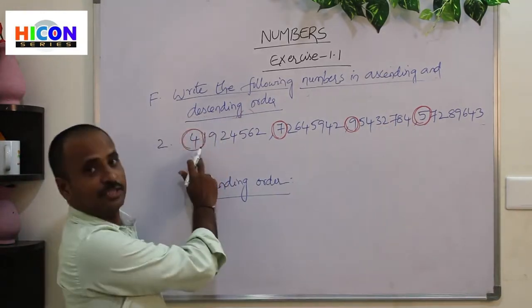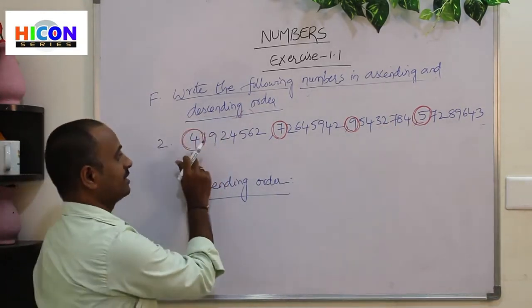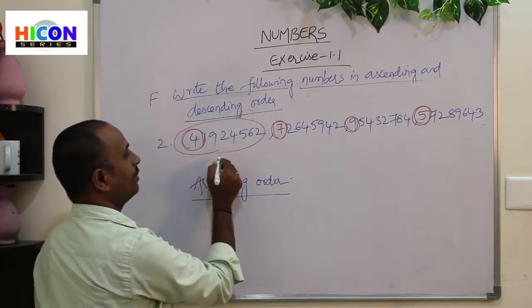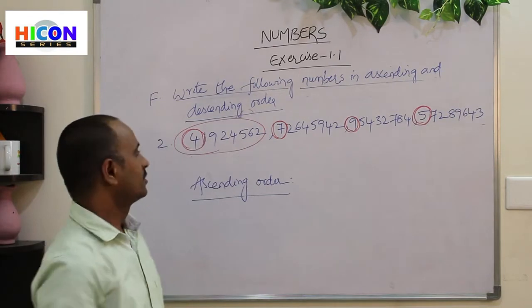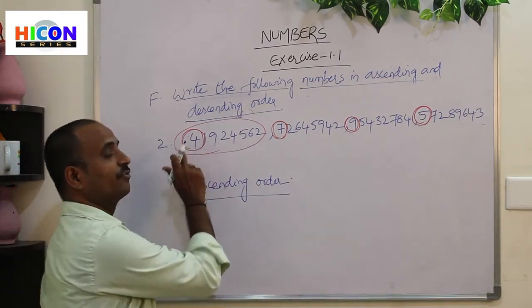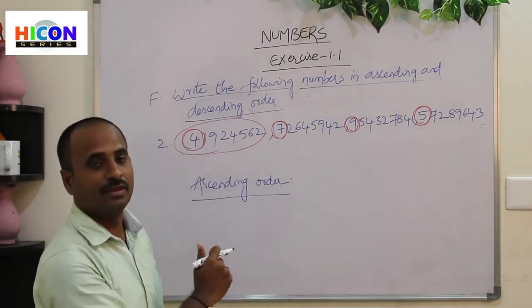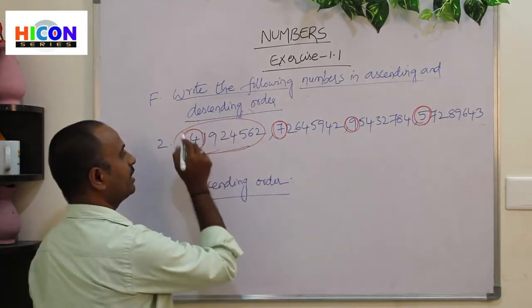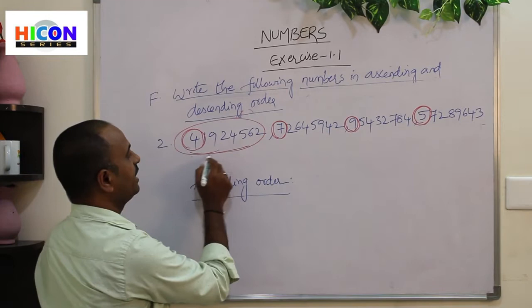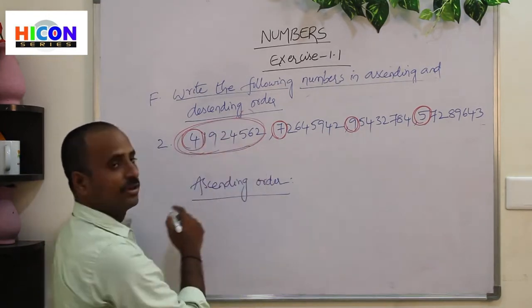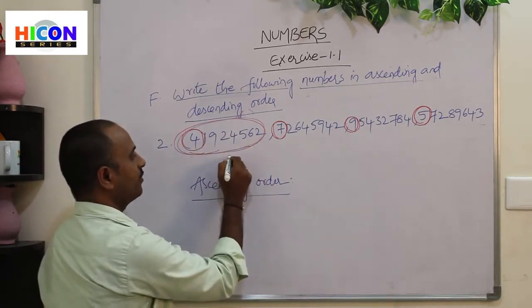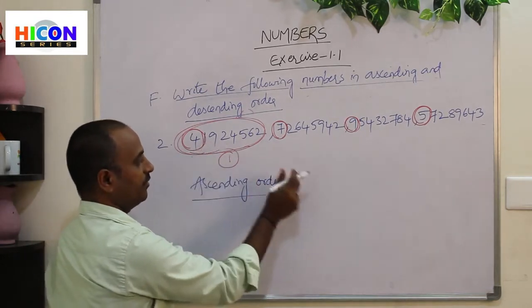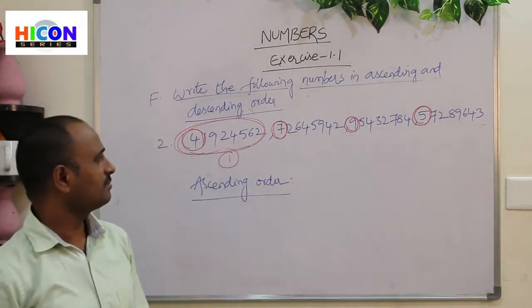So 4 is the smaller. That's why this number becomes the smallest number among the four numbers, because the first digit 4 is the smallest one among 4, 7, 9 and 5. So this first number, 4 crores 19 lakhs 24,562, is the smallest number. That's why we have to write this number in the first place in ascending order.